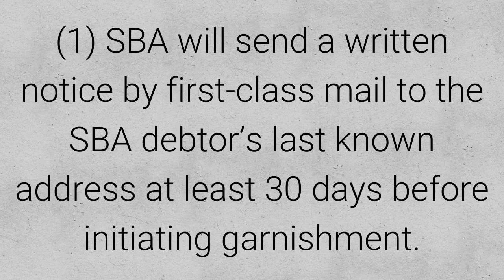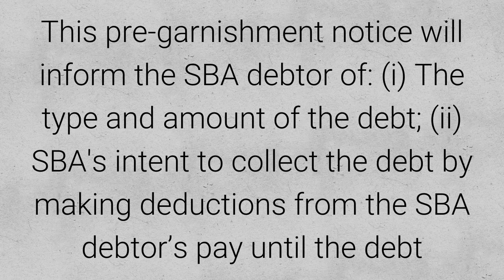When may the SBA initiate administrative wage garnishment proceedings? Whenever the SBA determines a borrower or guarantor owes a delinquent non-tax debt, the agency may initiate proceedings to withhold a portion of a debtor's wages to satisfy the SBA debt.